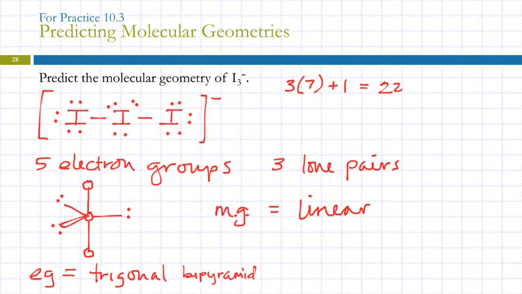You have to look at the electron geometry first, because if there are lone pairs, those affect where the atoms go. If there are no lone pairs, the electron geometry and the molecular geometry are the same.